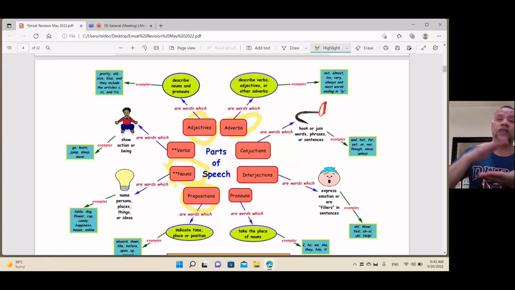The cups are on the table. On the table. On is a preposition. So prepositions are words which indicate time, place, possession, and so on. Like in and so on. You will see that later in short.